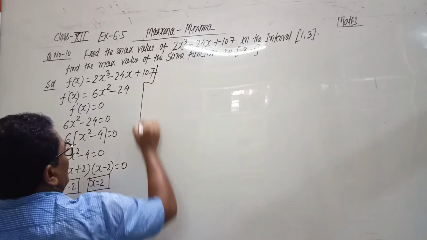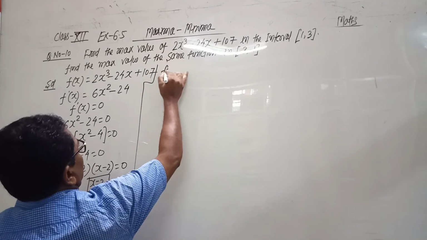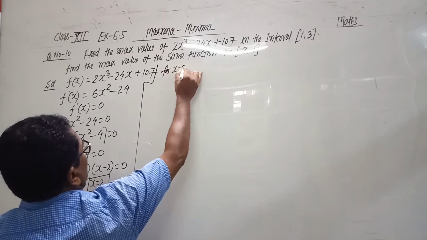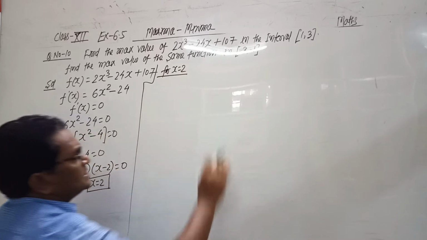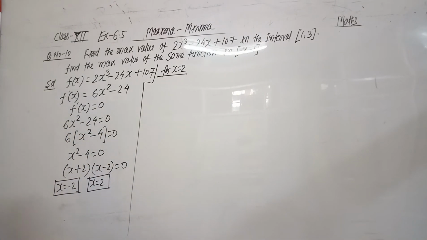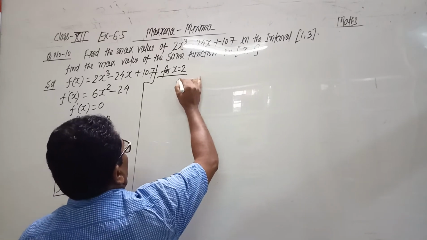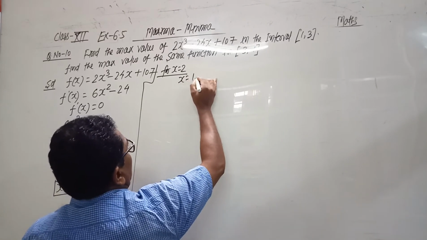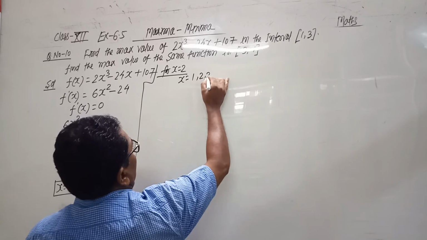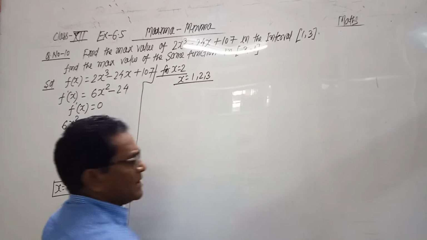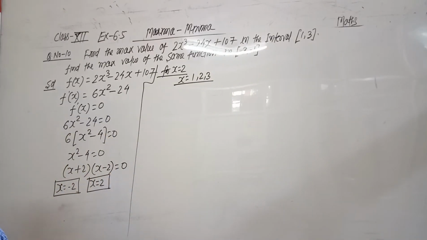So for x equals 2, which lies in the interval 1 comma 3, we get three values: x equals 1, 2 and 3, and among all these three values we have to find the maximum. We have to check at which point the value of the function is maximum.